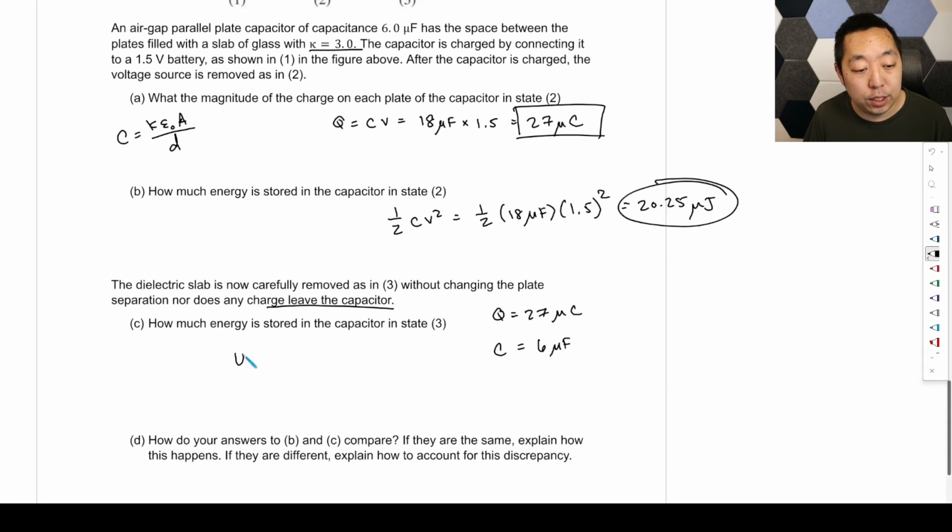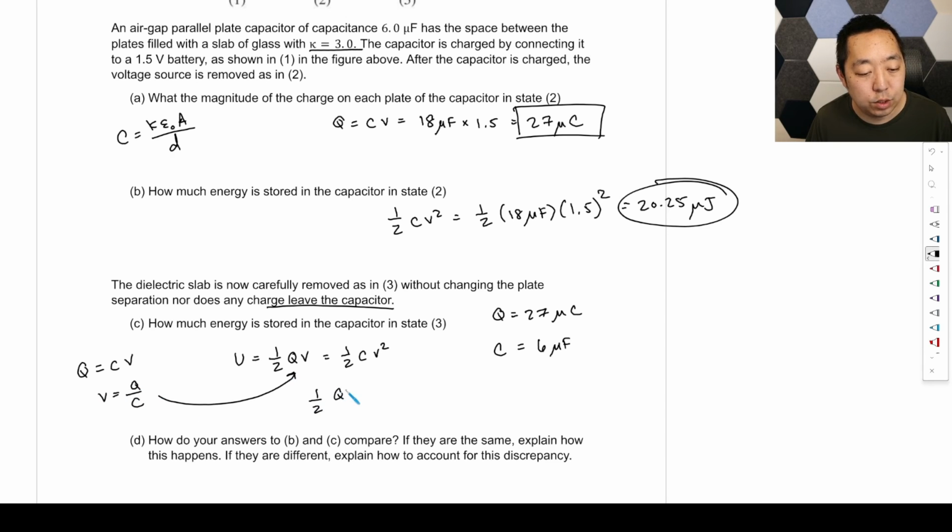So which formula do you use here? Well, it's based on what's constant, right? You could do 1/2 QV or 1/2 CV squared. But both are based on the voltage, and we know Q is equal to CV. So you could solve for the voltage, but I just get used to substituting. I'm going to say the voltage is Q over C. Plug that in and you get 1/2 Q squared over C. This is helpful because I know that Q is constant, so that's why I want to use this one.